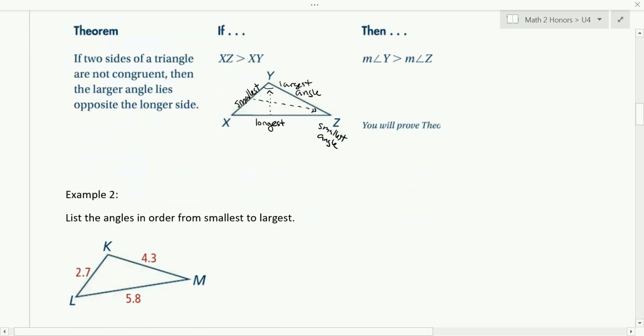So let's apply that to the second example. You have three side lengths to this triangle, 2.7, 4.3, and 5.8. List the angles in order from smallest to largest. So which angle would be the smallest in this picture? Angle M, because angle M is across from the smallest side, right? Which angle would be the largest? K, because angle K is across from the largest side. And then that leaves angle L to be in between the smallest and the largest.